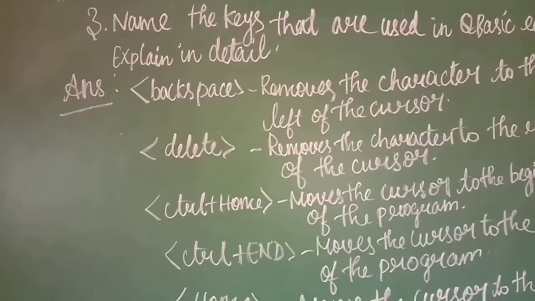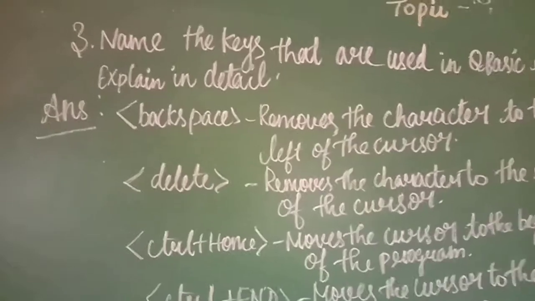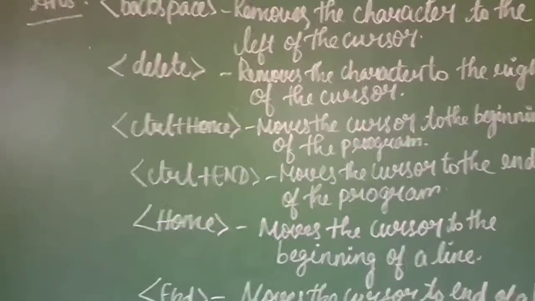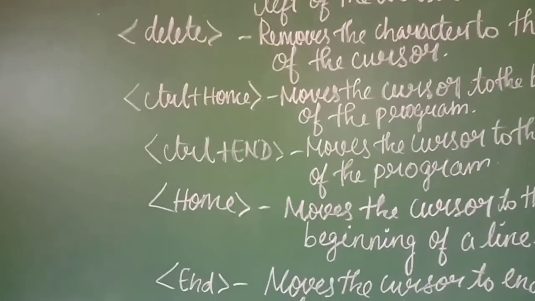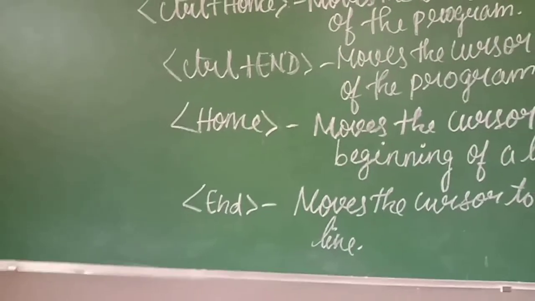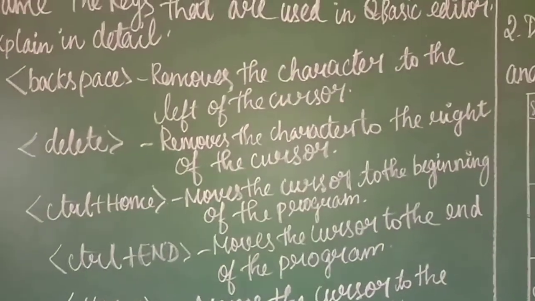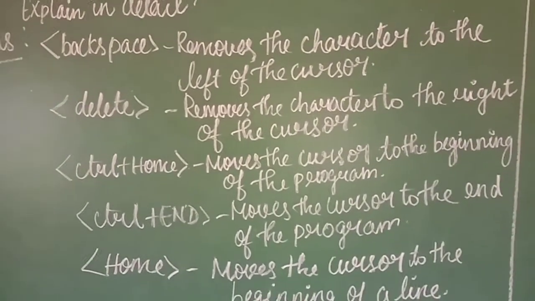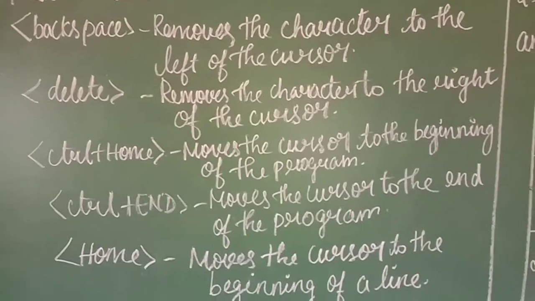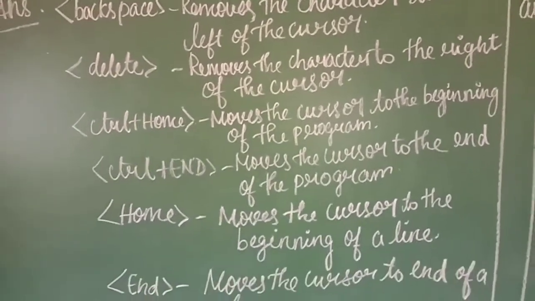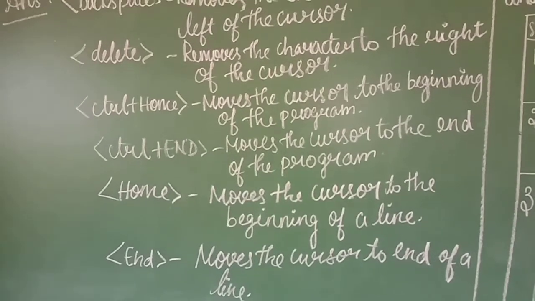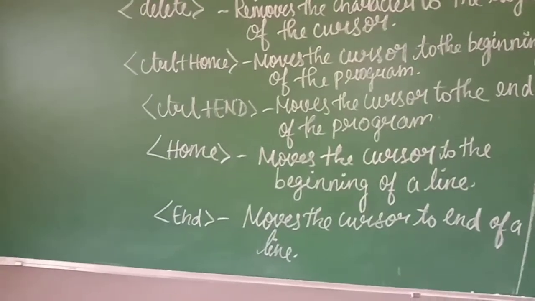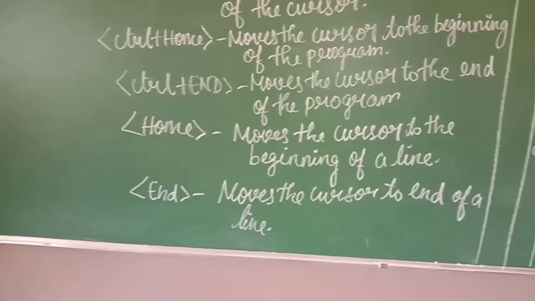Okay. This is our third question, children. Name the keys that are used in QBasic editor. Explain in detail. We have 6 keys: backspace key, delete key, Control plus Home, Control plus End, Home, End. Backspace removes the character to the left of the cursor. Delete removes the character to the right of the cursor. Control plus Home moves the cursor to the beginning of the program. Control plus End moves the cursor to the end of the program. Home moves the cursor to the beginning of a line. End moves the cursor to the end of a line.